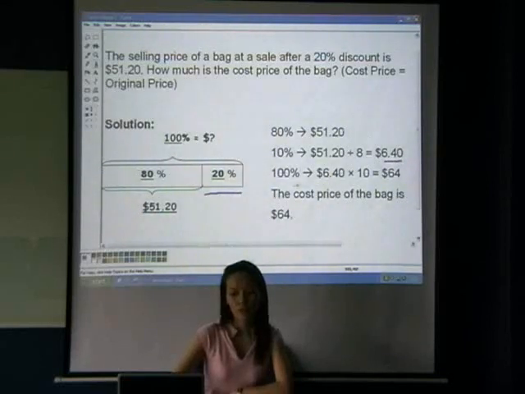So 100%, which is the original price and the cost price, will be $6.40 times 10. So we will get $64. So the cost price of the bag is $64.